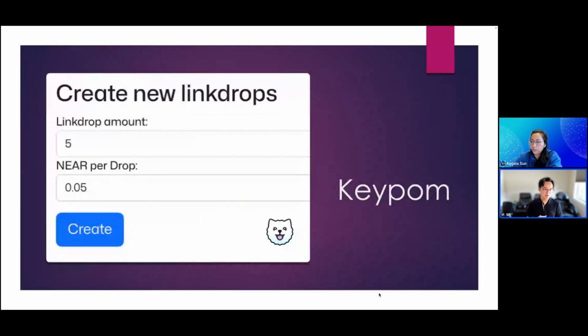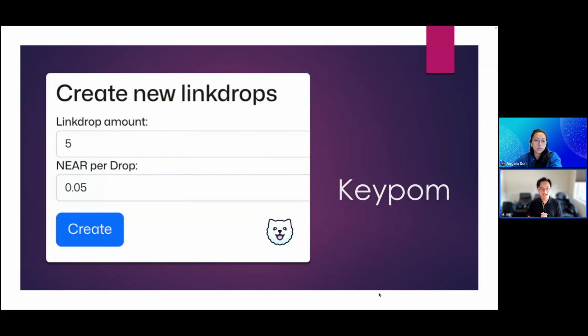And Keepalm is a product in the Near ecosystem for easily onboarding new users. Basically, this is a component for anyone to create a link drop that you can send to a non-crypto user. If they click on the link, it will take care of setting up their account, and they will receive some crypto from the user who sent them this link drop. So this component can be embedded anywhere in any third-party application as well.